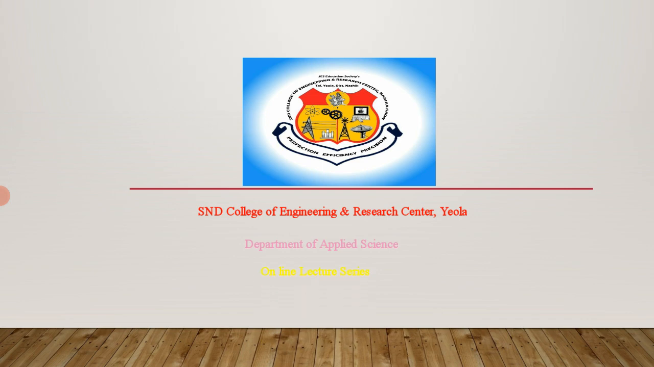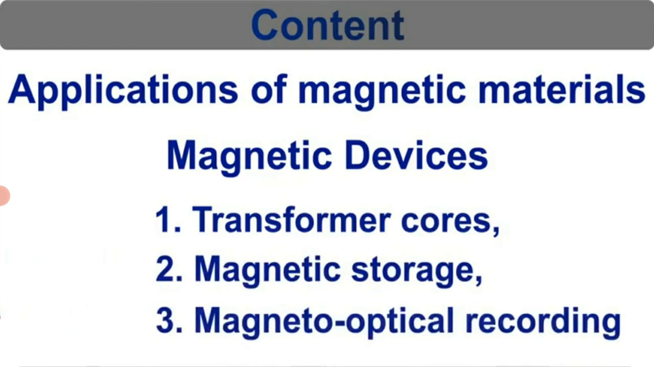Today's online lecture series is on the course Engineering Physics, Unit 5, Magnetism and Superconductors. Today we will discuss the applications of magnetic materials. What are the applications of magnetic materials? Magnetic devices, transformer core, magnetic storage, magneto-optical recording.